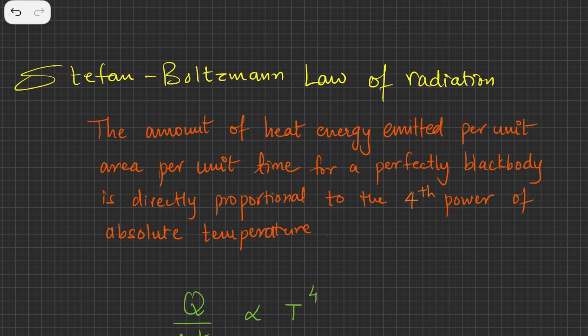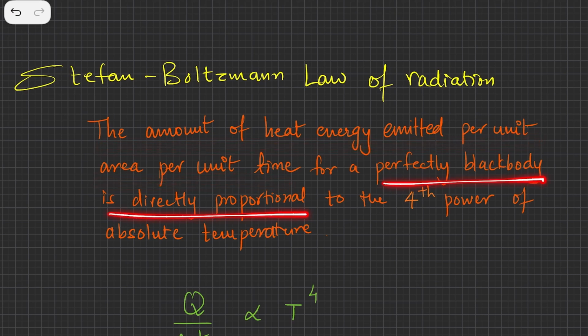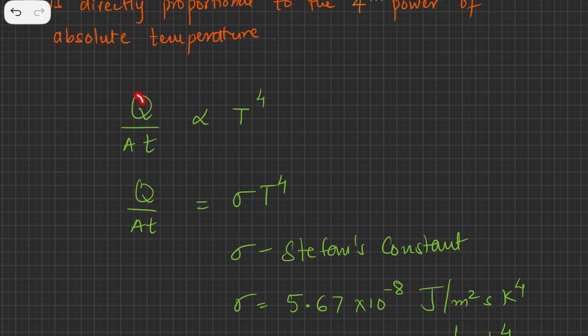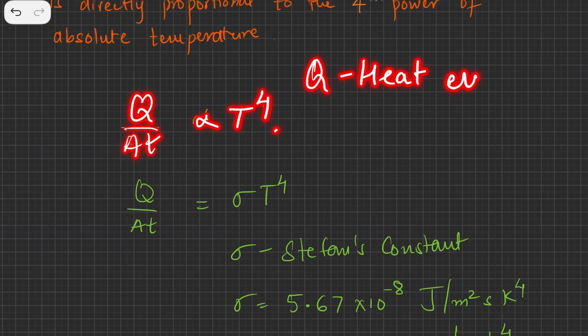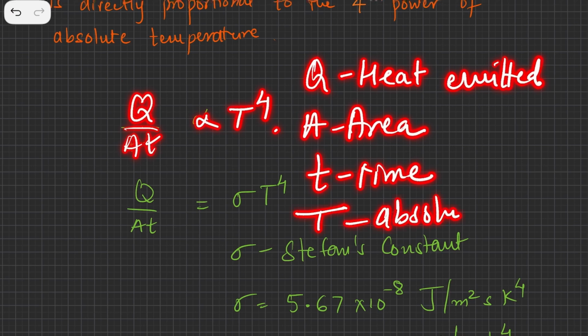So that's what I have written, and that's what mathematically we have written. If you can see, Q upon AT is directly proportional to the fourth power of absolute temperature. Q is the heat emitted by that body, A is the area, t is time, and capital T is the absolute temperature. Absolute temperature means temperature in Kelvin.